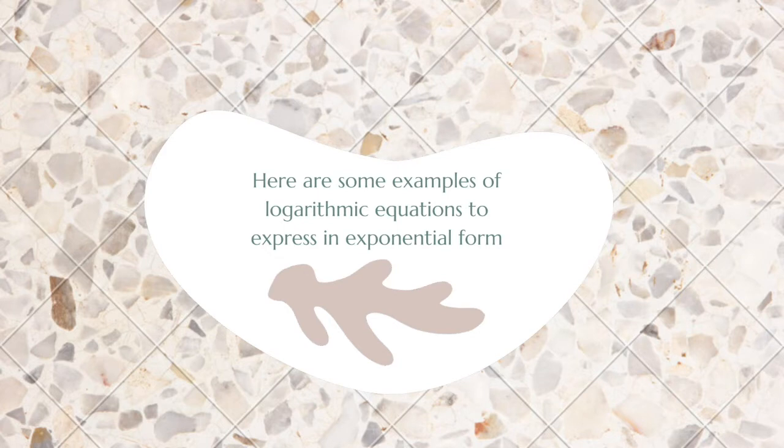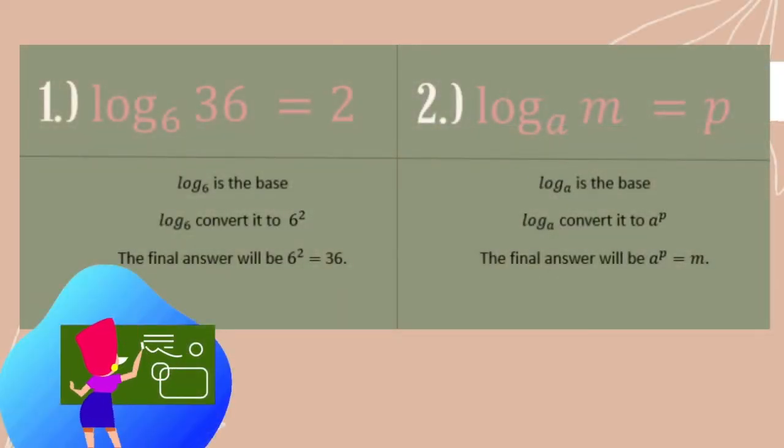Here are some given logarithmic equations for us to express in exponential form. Number 1. Logarithm to the base 6 of 36 is equal to 2. Now 6 is the base, so we will convert it to 6 squared, and the final answer is 6 squared is equal to 36. Number 2. Logarithm to the base a of m is equal to p. Now a is the base, so we will change it to a to the power of p. So the final answer is a to the power of p is equal to m.